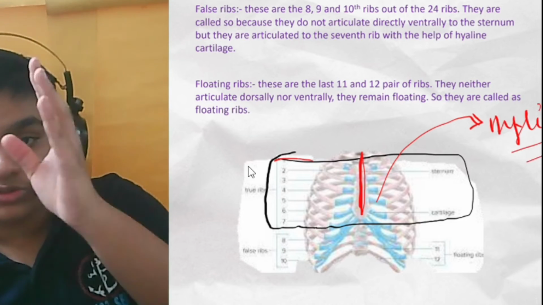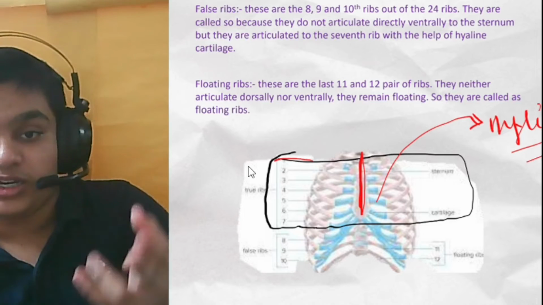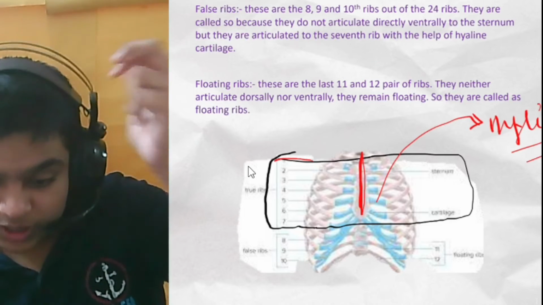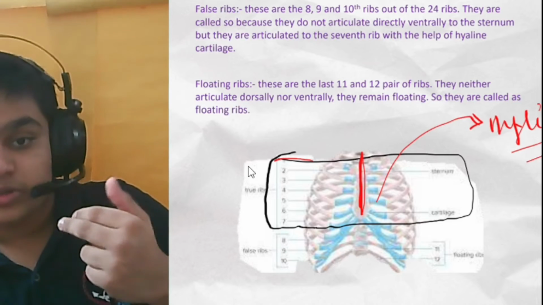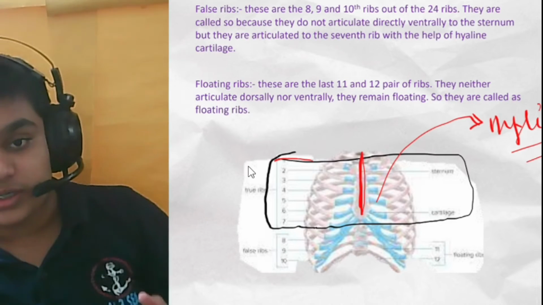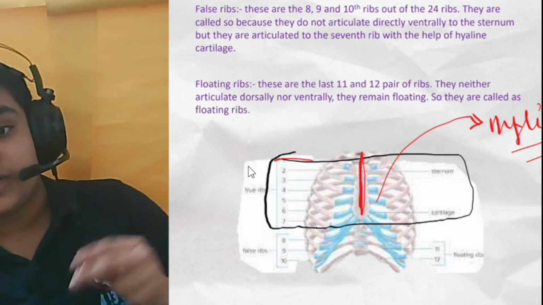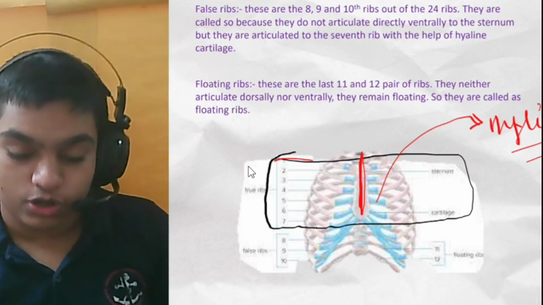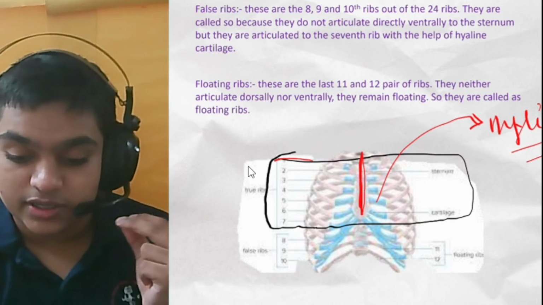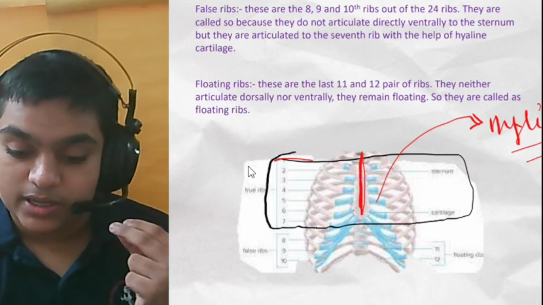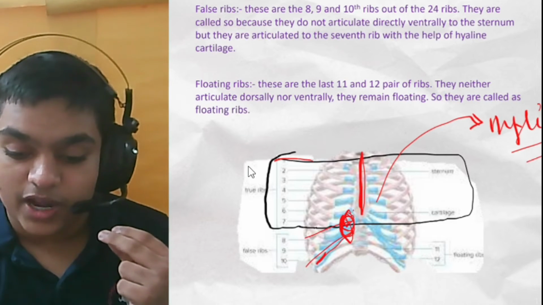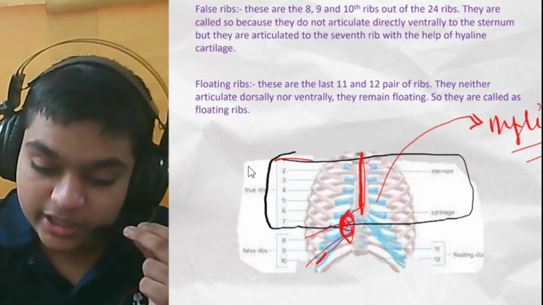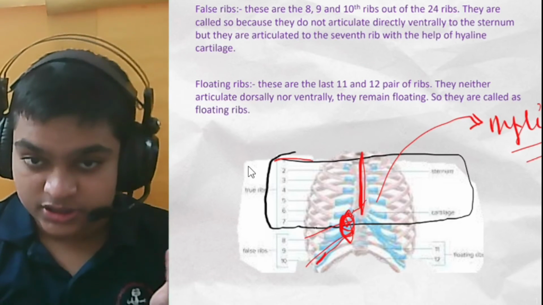They are attached to the sternum using hyaline cartilage. From 1 to 7, from the first rib to the seventh rib, they are true ribs. Ribs 8, 9 and 10 are false ribs, since they do not articulate with the sternum directly, but they articulate to the seventh rib with the help of hyaline cartilage to articulate with the sternum.